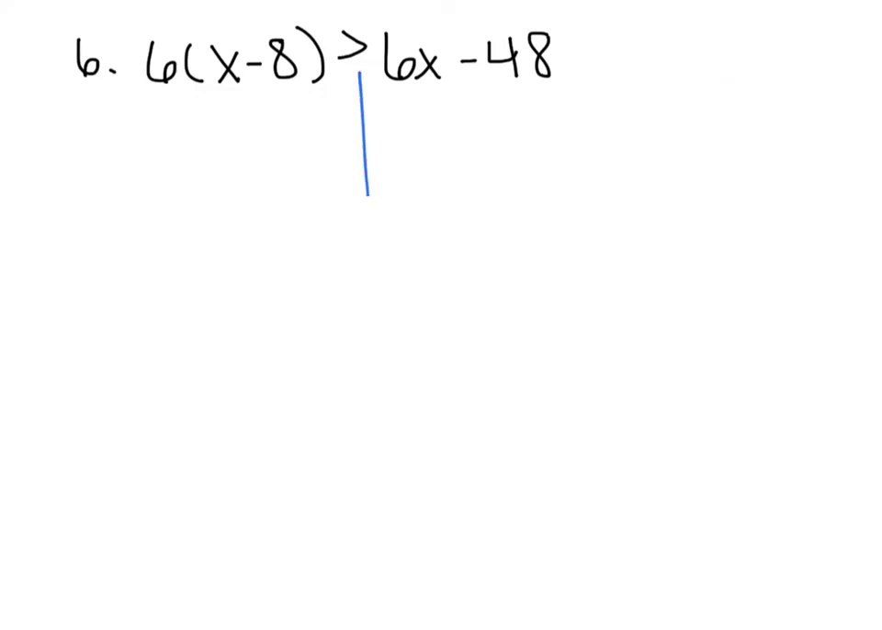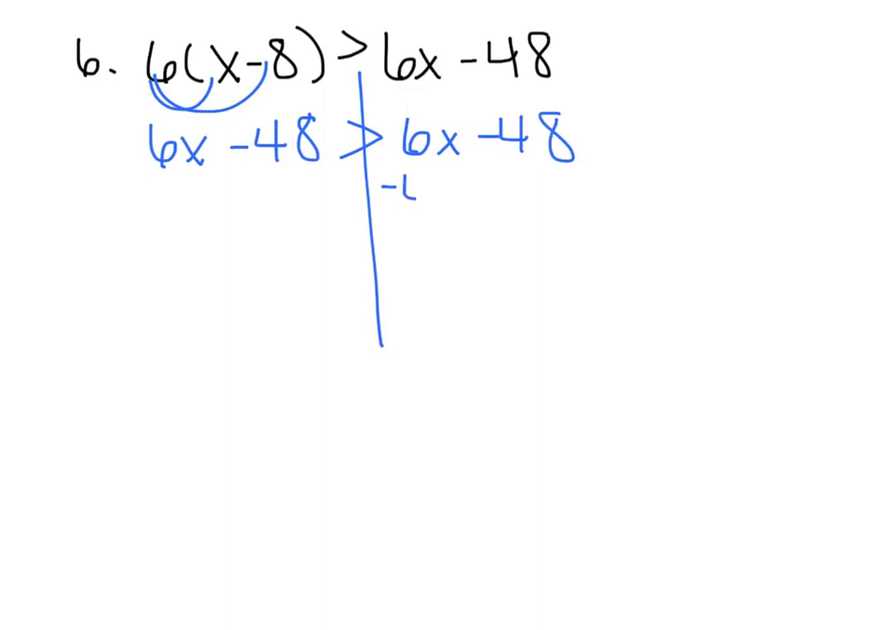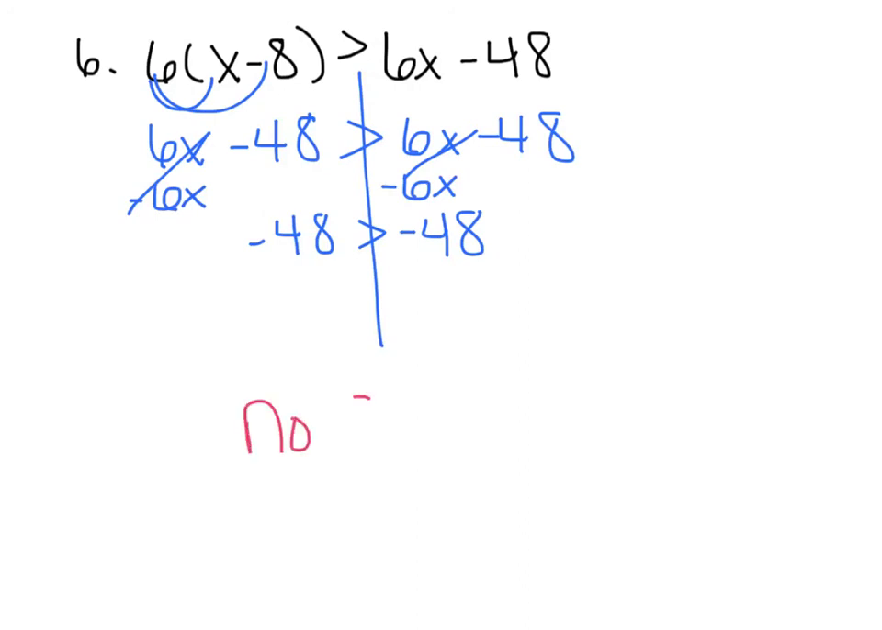We'll have one more here. I've got 6x minus 48 is greater than 6x minus 48. We're going to combine the variables first. And now I've got negative 48 is greater than negative 48. Because this one doesn't have the equal sign with it like the one previous to this one, negative 48 is not greater than negative 48, and so the answer to this one is going to be no solution.